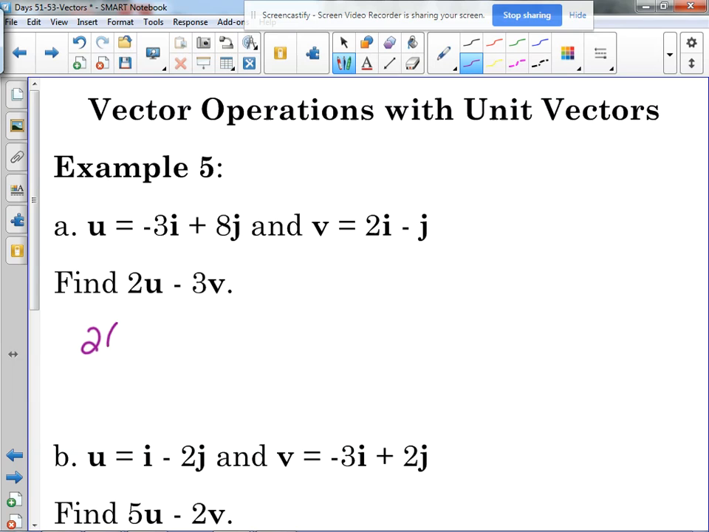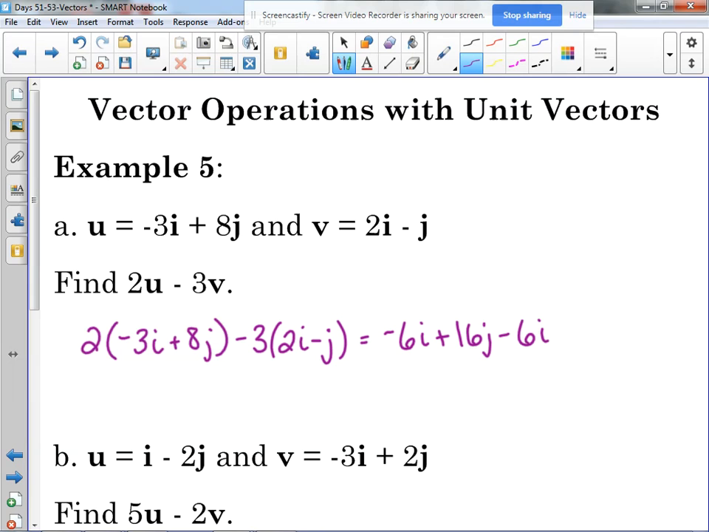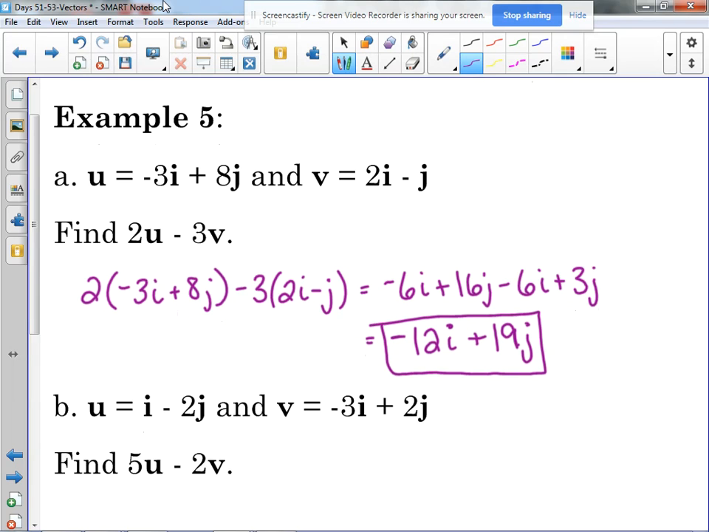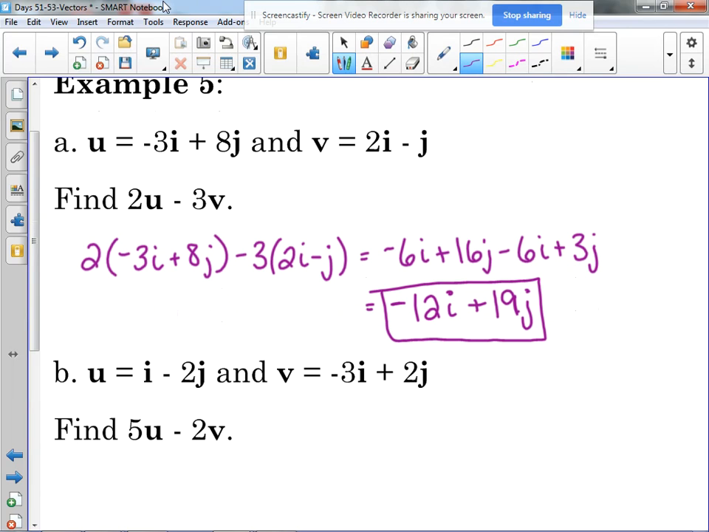So we've got 2 times u, so just multiply 2 times the expression there for u, negative 3i plus 8j, minus 3 times v, which was 2i minus j. We're just going to distribute those scalars. We get negative 6i plus 16j minus 6i plus 3j. And we distribute the negative 3. And then we simply combine like terms. Negative 12i plus 19j. That's all that we're doing there. Multiplying the scalars, doing the combination by combining like terms.